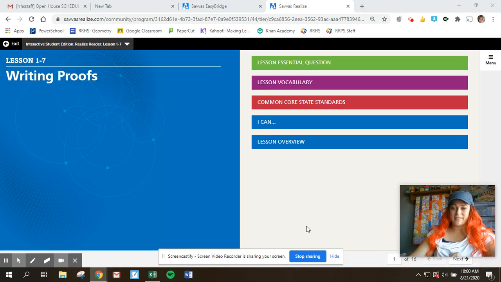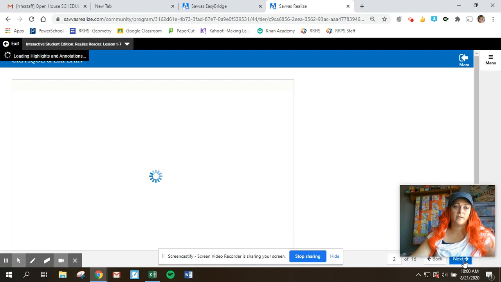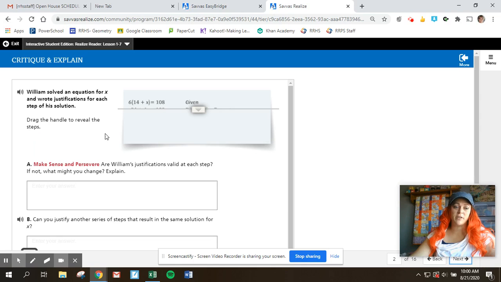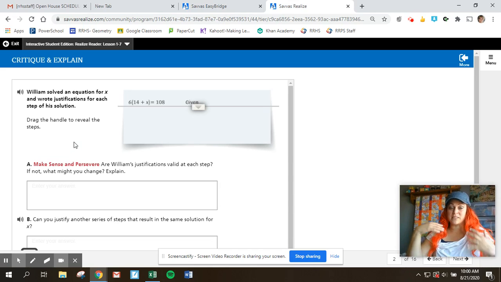1.7, writing proofs. This lesson is a little bit long, so bear with me. All right, first of all, you need to know what a proof looks like and how to justify and explain it. So here's the thing, with explaining what you're doing, it's what your thought process is that's automatic. So hopefully, as you're getting better at the proofs and justifying, it's just doing what you know you're supposed to do, but saying a reason with it.